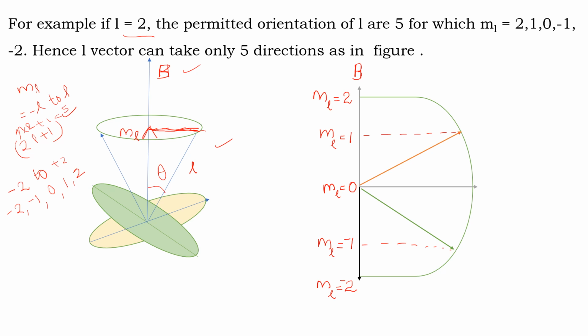That is, if L is equal to 2, the permitted orientations of L are 5, for which the ml can have values 2, 1, 0, minus 1, minus 2. That is, the L vector can have only 5 directions, and that is called the spatial quantization. That is, corresponding to L is equal to 2, the ml can have only 5 orientations. That is, the orientation of this orbit is restricted to only 5.